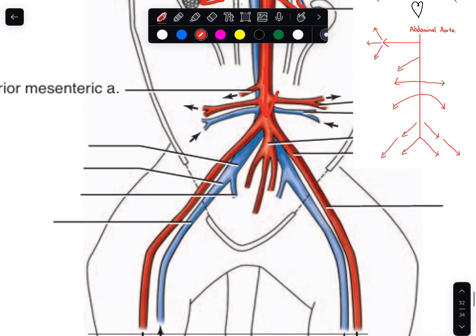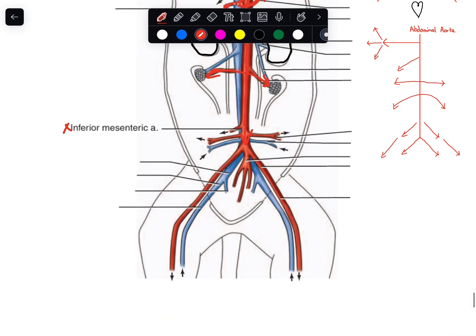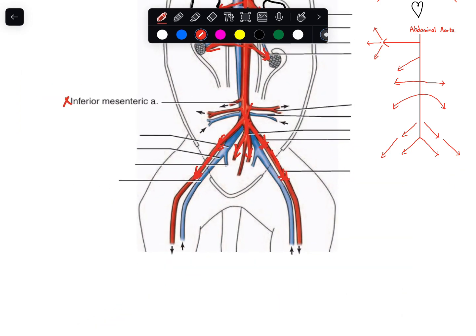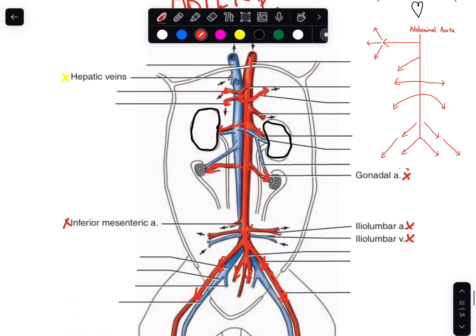Cool. Now, going downwards even more, this right here is called the external iliac artery. And then going downwards here is the femoral artery. Yeah, it is the external. Okay. So that is the external iliac artery, femoral artery. Now going downwards even more, this right here is called the internal iliac artery. And that should be it with the arteries for the bottom portion.